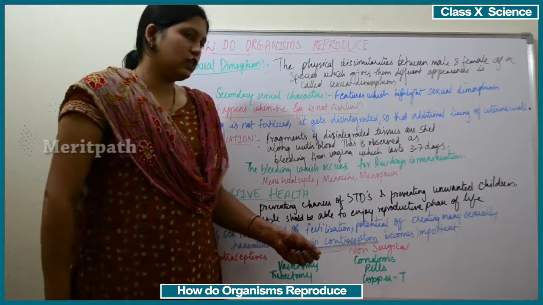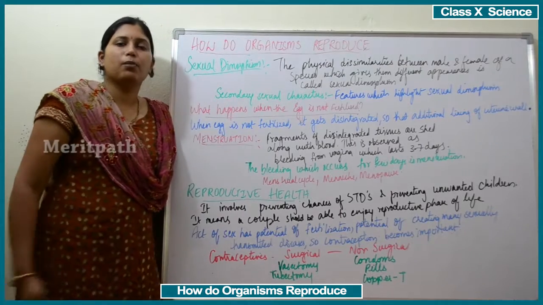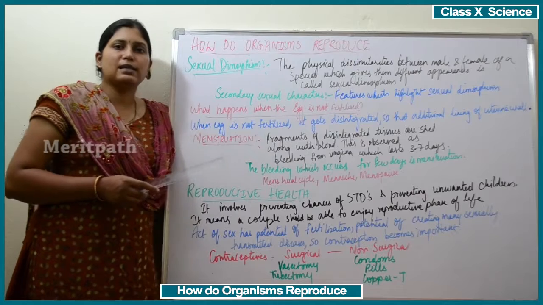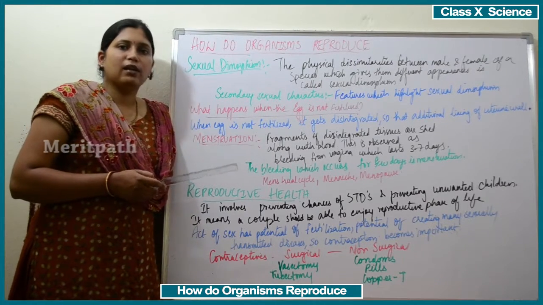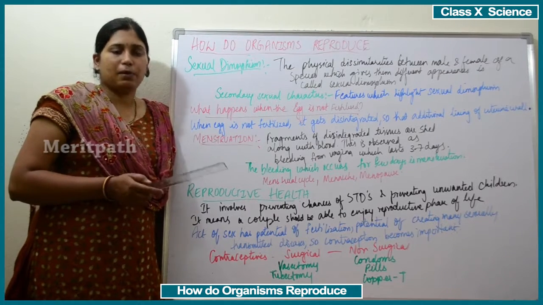And what are the non-surgical methods of contraception? There are condoms, which are available for both males and females. A condom is nothing but an outer covering for the penis. Due to this outer covering, sexually transmitted diseases and unwanted pregnancies can be prevented.